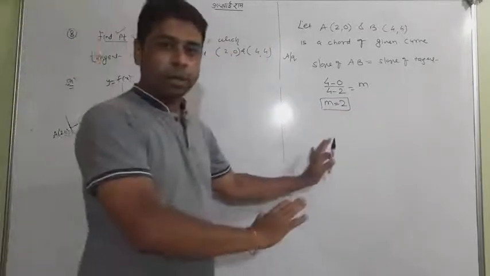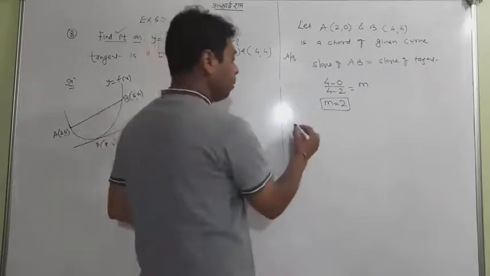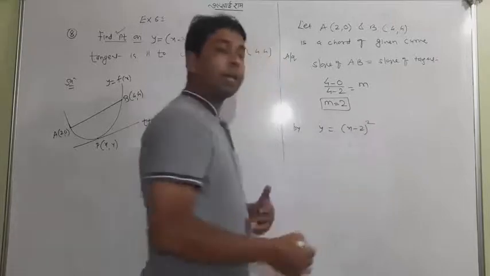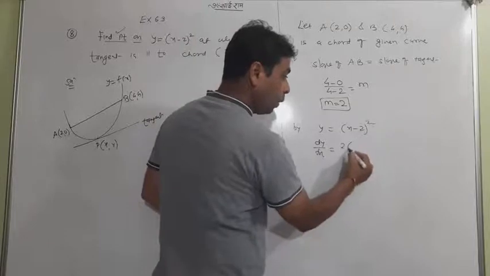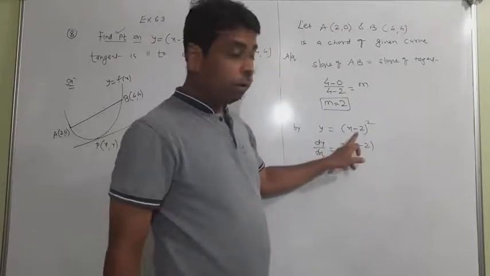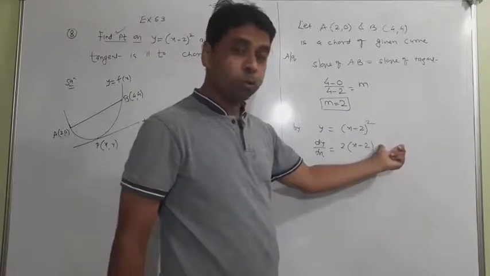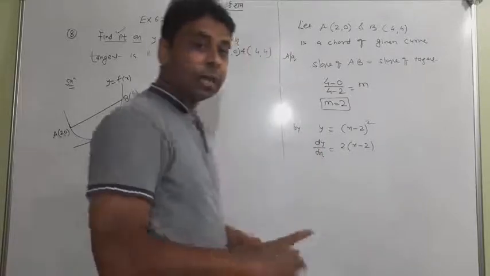Now we are secure here. Now we will find the slope by the derivative method, from y equal to x minus 2 square. So how can we find the slope? You know it: dy by dx is 2 times x minus 2. I did the differentiation: by the chain rule, the power comes in front, 1 reduces, and again the derivative of x minus 2 is 1. What is dy by dx? It's going to be the slope at which point?